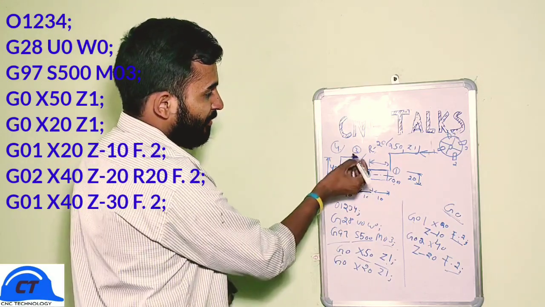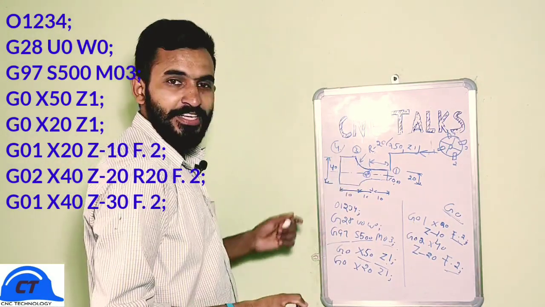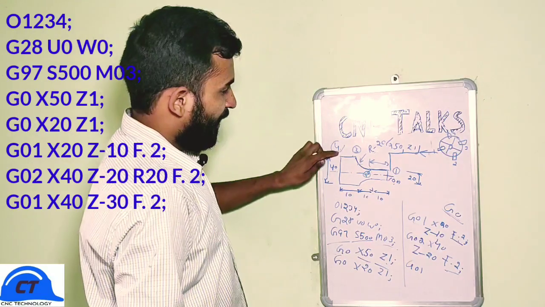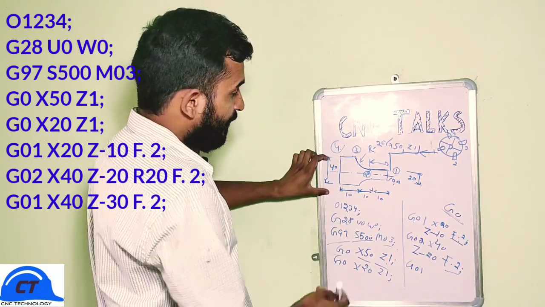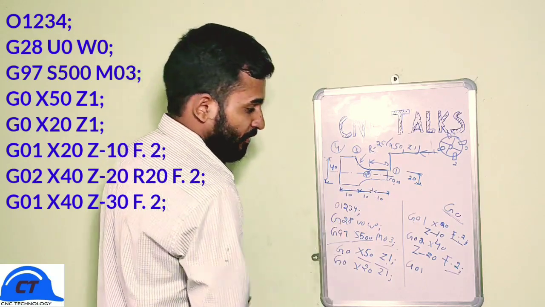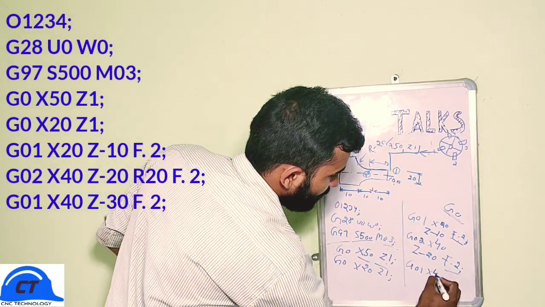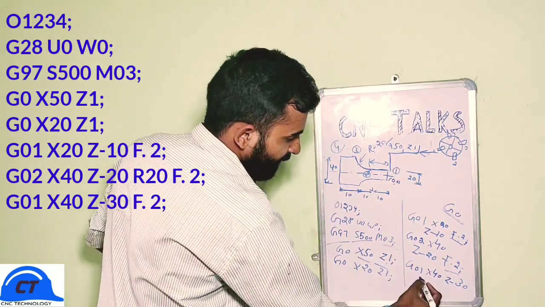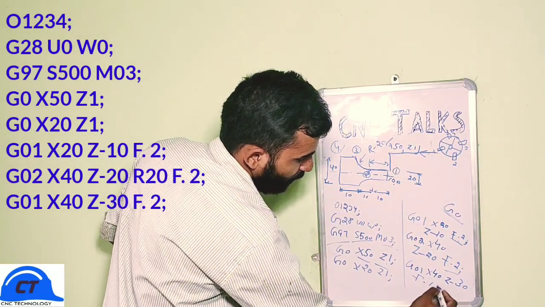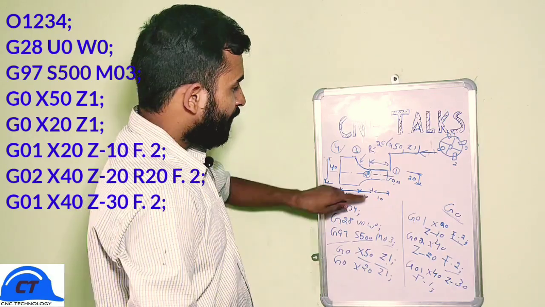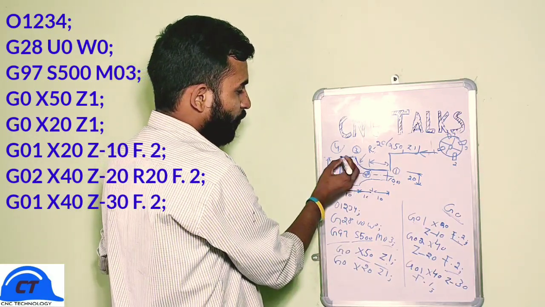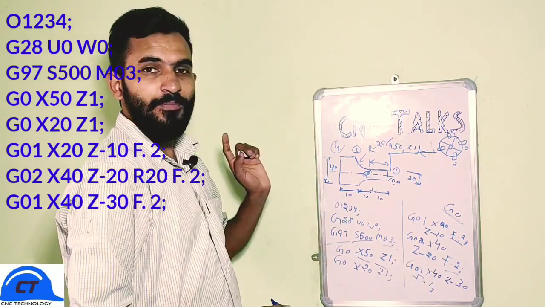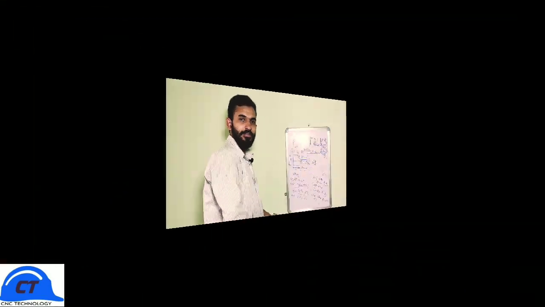and at last from point 3 to 4 there is a straight line, so we can use G01. At point 4 X is 40 and Z is 30. So G01 X40 Z minus 30 and also the feed rate of 0.1. So our tool will reach from point 3 to point 4 slowly with a feed rate of 0.2 mm per minute.